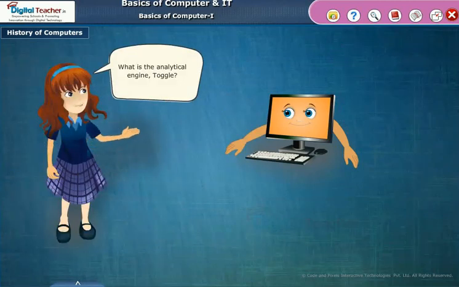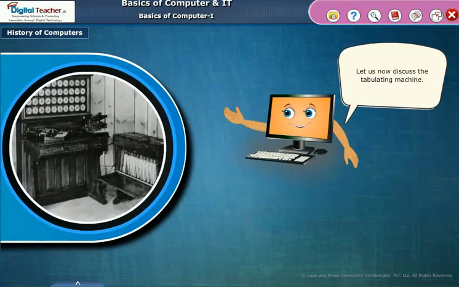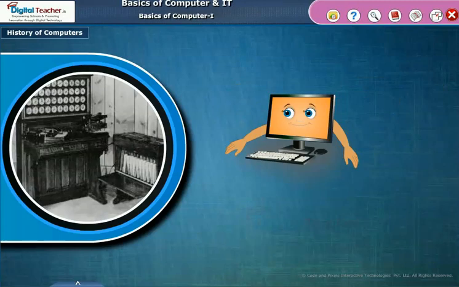What is the analytical engine, Toggle? The analytical engine is a machine powered by a huge steam engine. It can handle a large amount of data and process them at a high speed. Let us now discuss the tabulating machine.